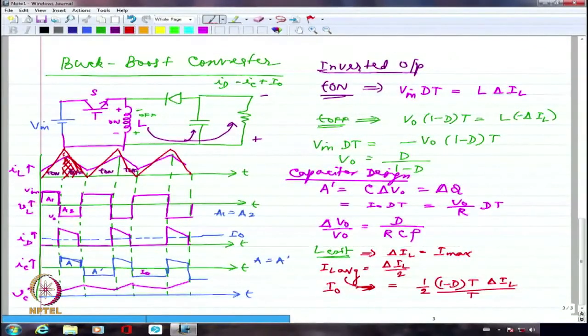So if I call this I naught, right? So I have to just write this as T and T are getting cancelled, and I have to say 1 minus D times delta IL divided by 2 is equal to I naught. So we are now trying to correlate whatever is the ripple that we are getting with that of I naught. Right? So we will have I naught equal to 1 minus D times delta IL by 2. That's what we are calling I naught, which is actually V naught by R.